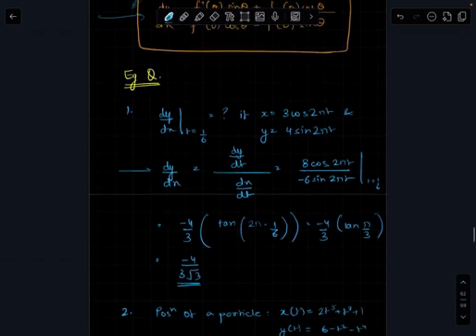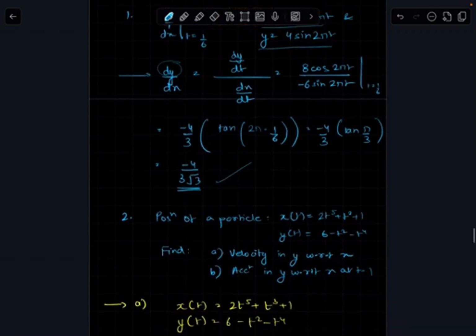Okay, now here are some questions. So this is a question of parametric differentiation. Your x is 3 cos 2 pi t and y is 4 sin 2 pi t, and you need to find dy by dx at t equal to 1 by 6. So you input all these values in the formula, and it's dy by dx, so you need to find the derivative of y first in the numerator and next the derivative of x in the denominator, and then you input the values and your answer should be negative 4 by 3 root 3.